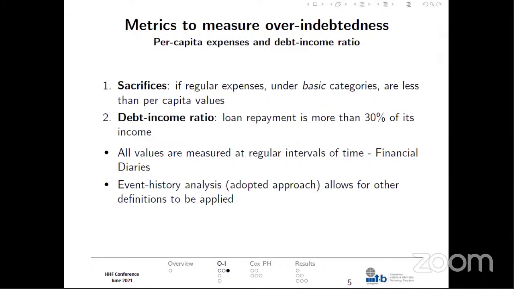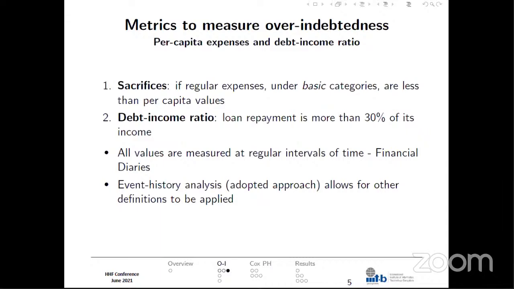And then, of course, the debt to income ratio is a fairly straightforward number to calculate. So a household would have paid some amount from its income towards repaying its loan, and what is the amount that has been paid. So here we have taken a number of 30%.